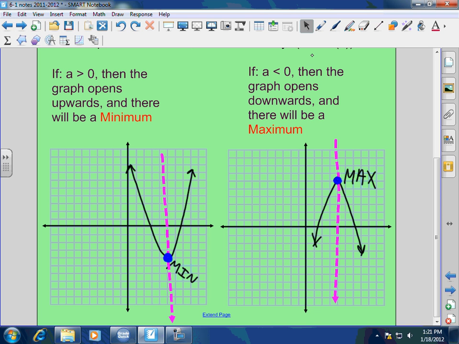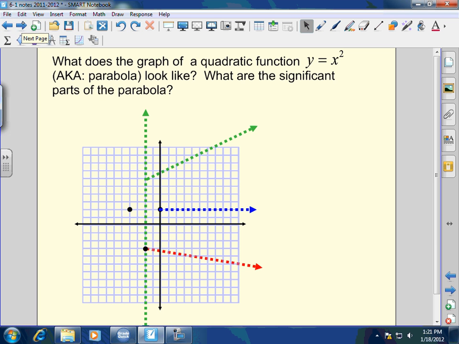Thank you, sir. Does that make sense so far? Are you sure, gentlemen? Okay. Now, what does the graph of the quadratic function y equals x squared look like? What are the significant parts of the parabola?